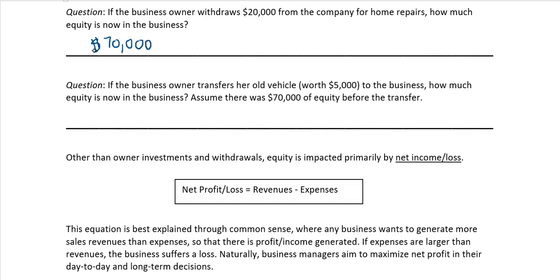And then we've removed $20,000. So we're going to take that off, right? So when you take money out, equity goes down. And we do a simple math calculation here, and we're left with $50,000 in equity.